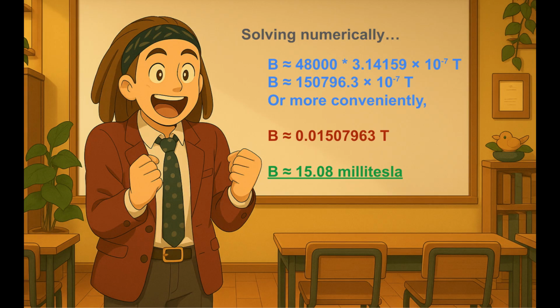B is approximately 1,596.3 times 10 to the minus 7 Tesla. We can express this in millitesla for easier understanding. B is approximately 15.08 millitesla.